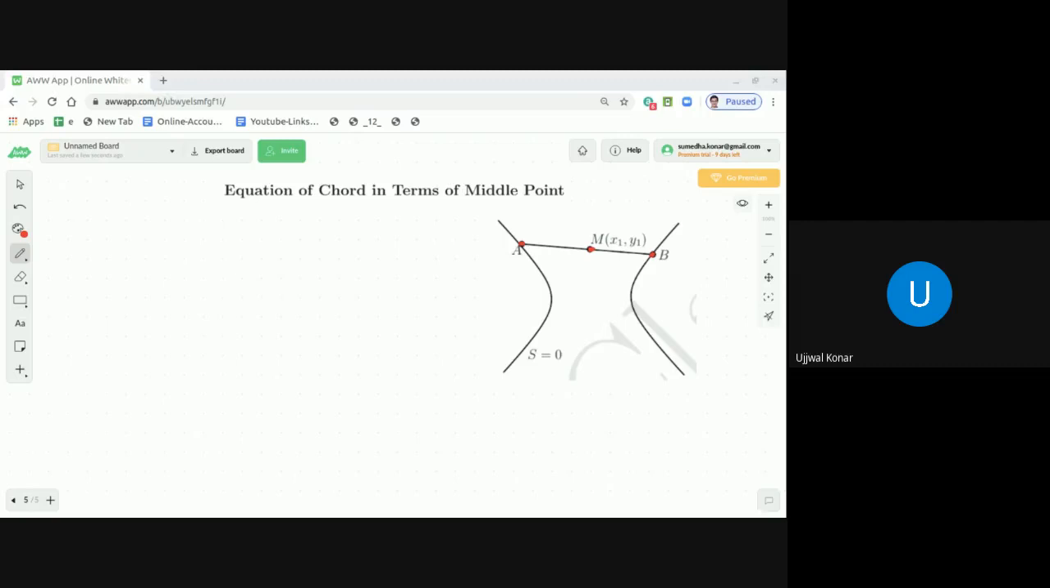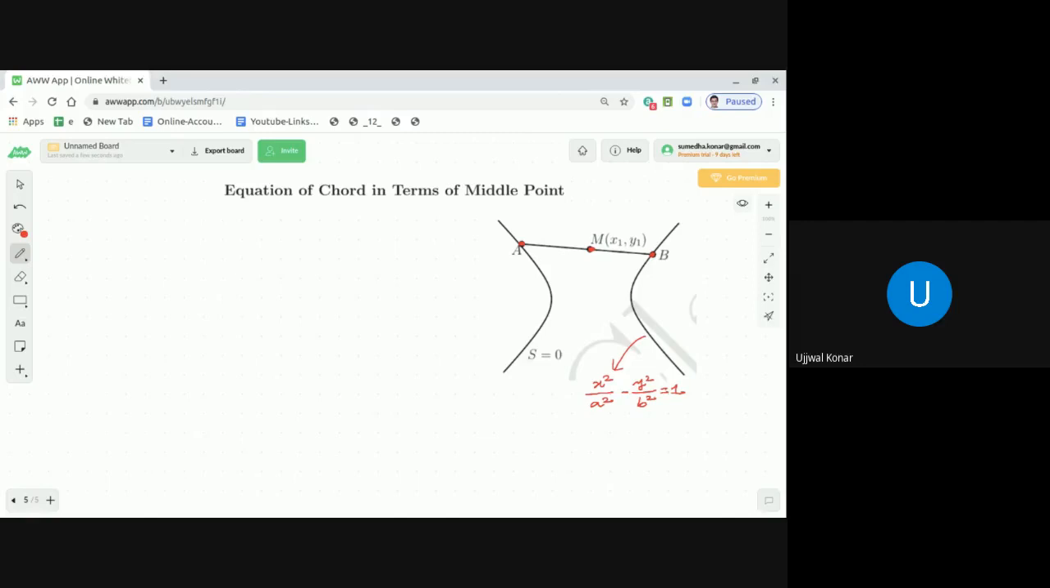The first information is the equation of the hyperbola, which is the standard equation x square by a square minus y square by b square equal to 1. That is the equation of the hyperbola. This is the first information we have. And the second information we have is the midpoint, the coordinates of the midpoint M, having coordinates x1, y1. Okay, midpoint of the line segment AB.